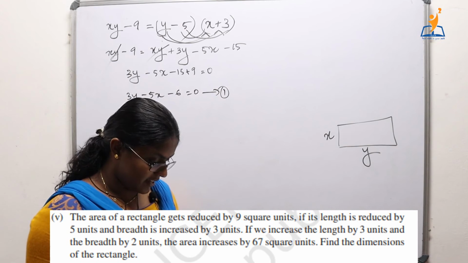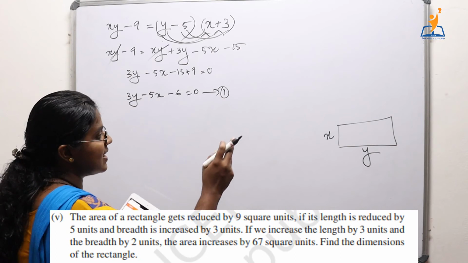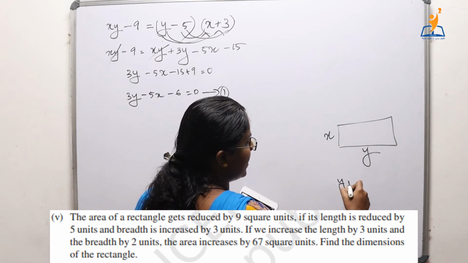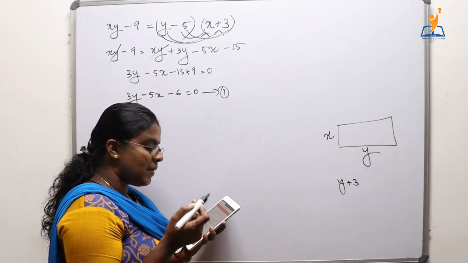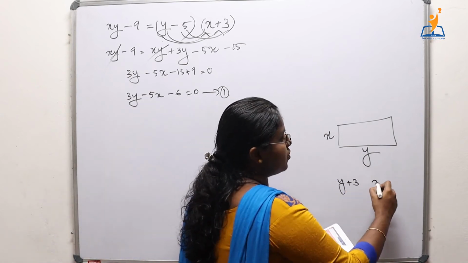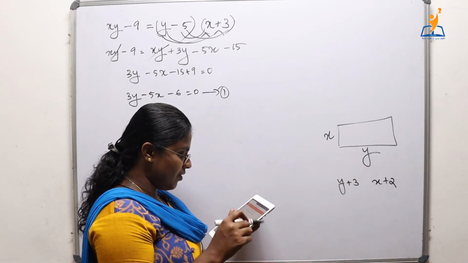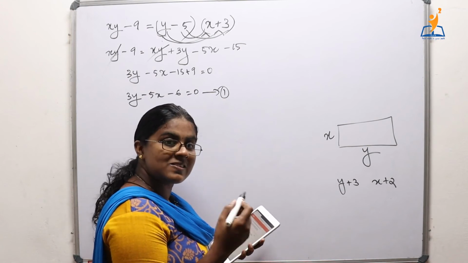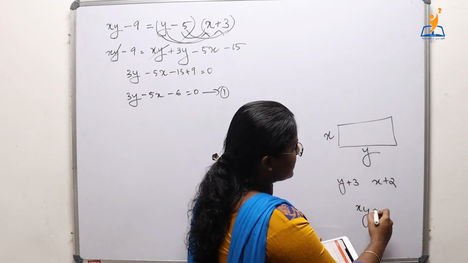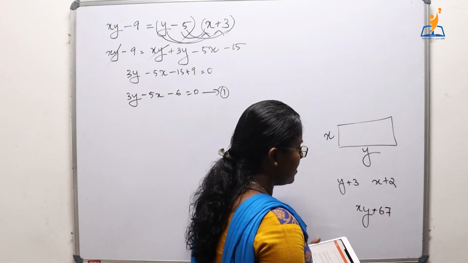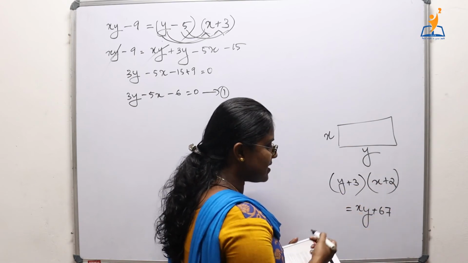Now what is the next condition given? If we increase the length by 3 units, what is length? y. Increase the length by 3 units and breadth by 2 units, that is x plus 2. Then what will happen? Then the area of the rectangle increases by 67 square units. What is the area? xy is the area of this rectangle. It gets increased by 67 units. So this is the increased length and breadth, so their product is the increased area.